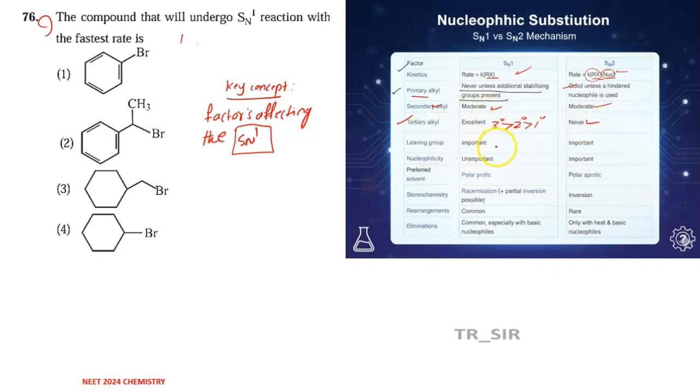The leaving group is important in both cases. We can take the order as I minus is best, then Br minus, then Cl minus, then F minus. Both cases have the same order. The faster the leaving group goes, the faster the rate of reaction. Nucleophilicity is not required in SN1, because it depends only on the substrate. But in SN2, a strong nucleophile makes the reaction very good.